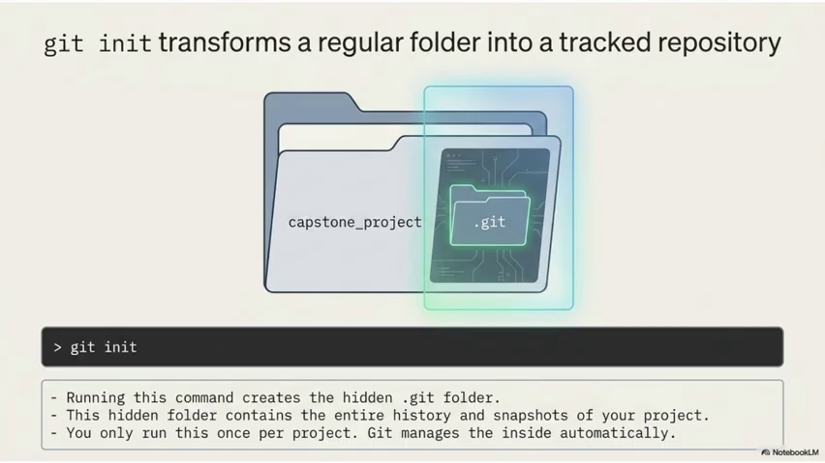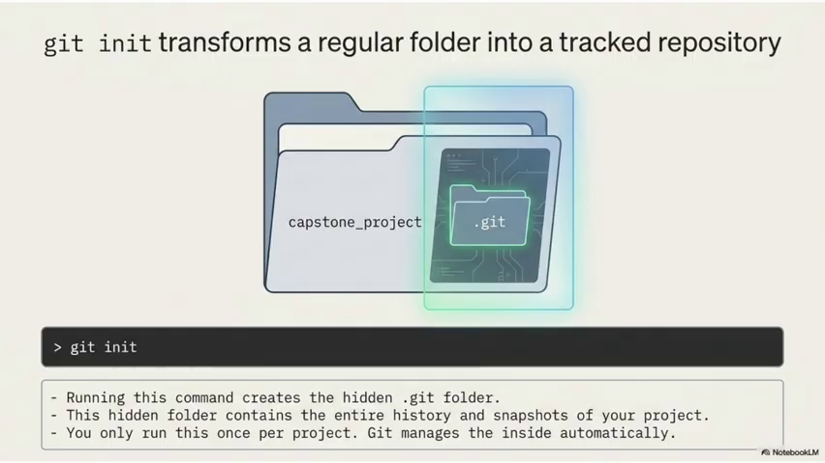Git init is an activation command. It transforms a regular folder into a Git tracked repository by creating the hidden .git folder inside of it. Run this command once at the start of a new project from inside the project directory. You can only run git init once per project. Git manages everything inside the .git folder automatically from that point forward. The .git folder contains the entire history and all snapshots of your project. Never delete it.